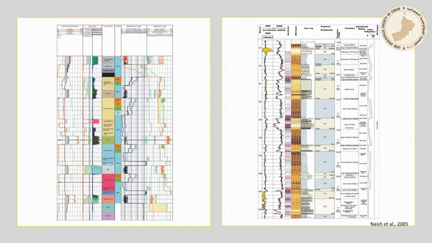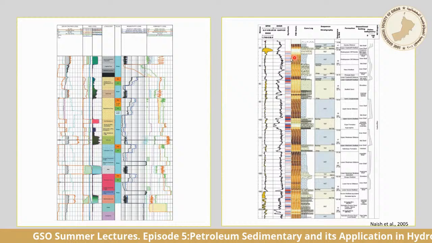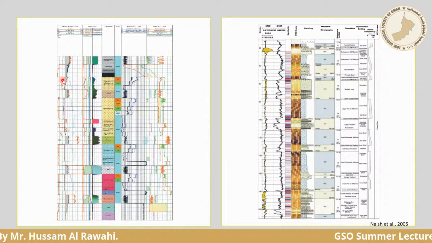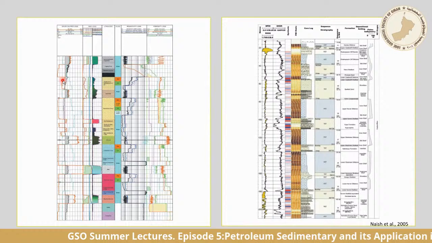Again, you cannot take core every time, so you will try your best to link and see what's happening. And there is different behavior of different rocks. For example, sand will have a clean gamma ray. When I say clean, I mean low gamma ray. And the gamma ray tool normally is capturing or measuring the radioactivity in the rocks.